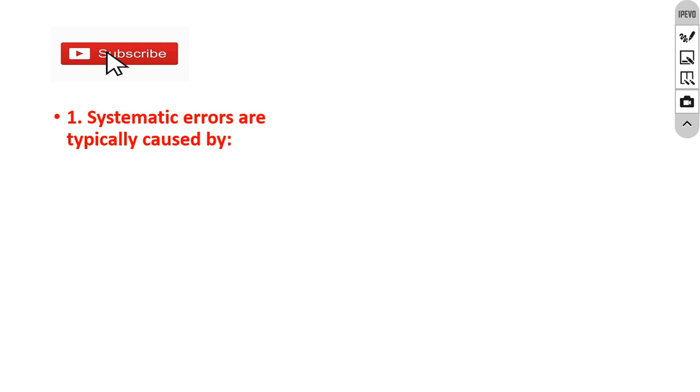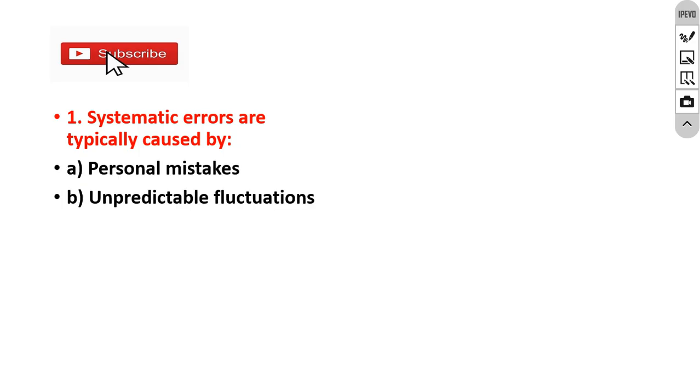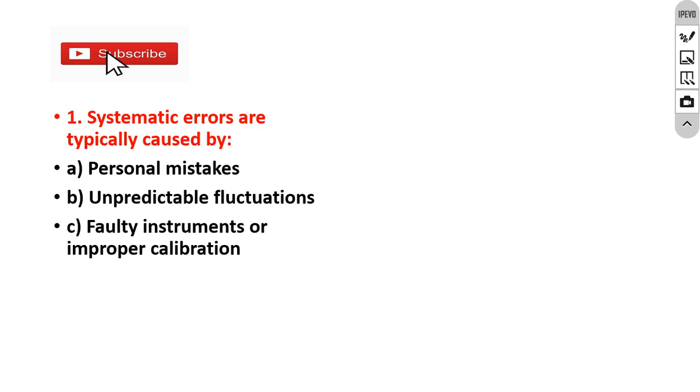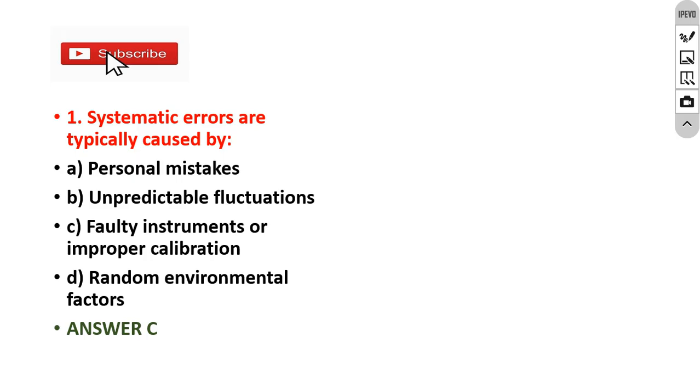These are multiple questions to test our understanding of what we have just read. The first one says, systematic errors are typically caused by: A. Personal mistakes, B. Unpredictable fluctuations, C. Faulty instruments or improper calibration, D. Random environmental factors. The correct option is C, faulty instruments or improper calibration.